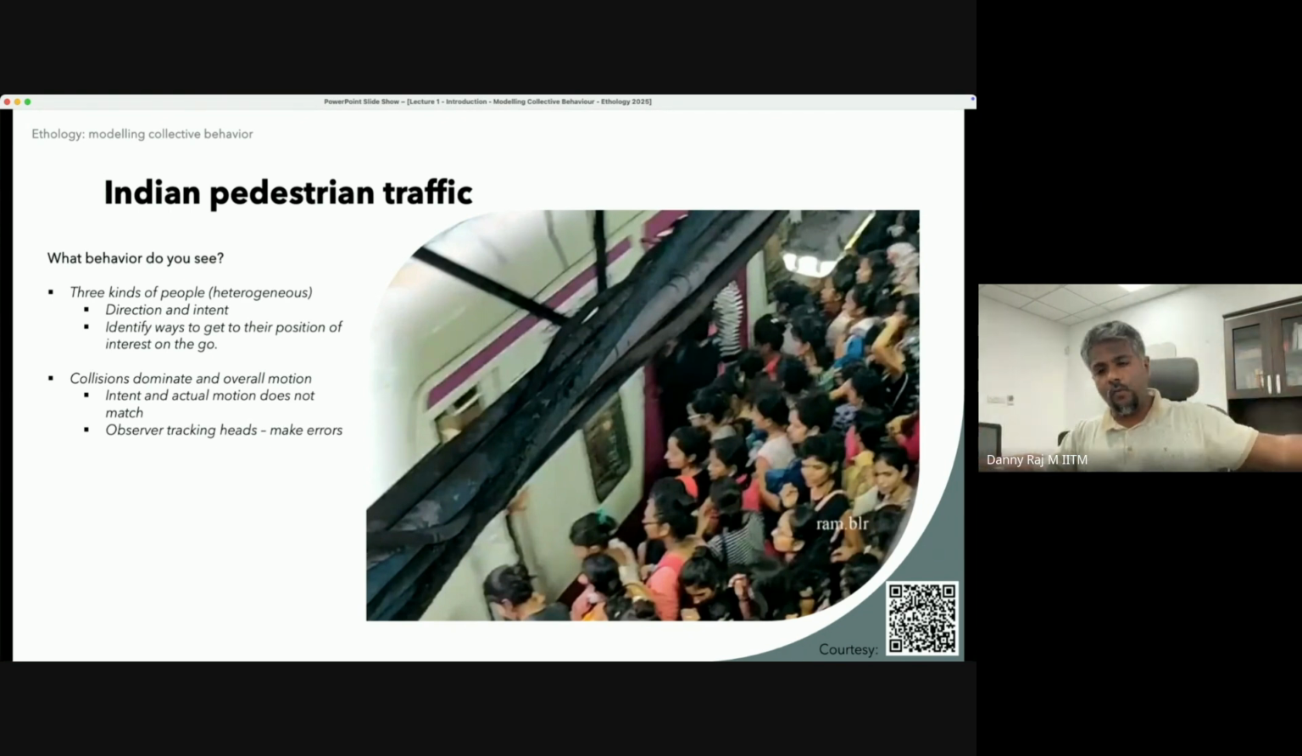So I've shown you two videos, right? One where there are a bunch of fish moving around, and another where you have a bunch of people trying to do something. Both of these, I would say, are agents which are interacting with each other. Each agent has a goal. Each agent has a set of rules that it's following. And whatever you see here is the net effect of all these agents interacting with each other.